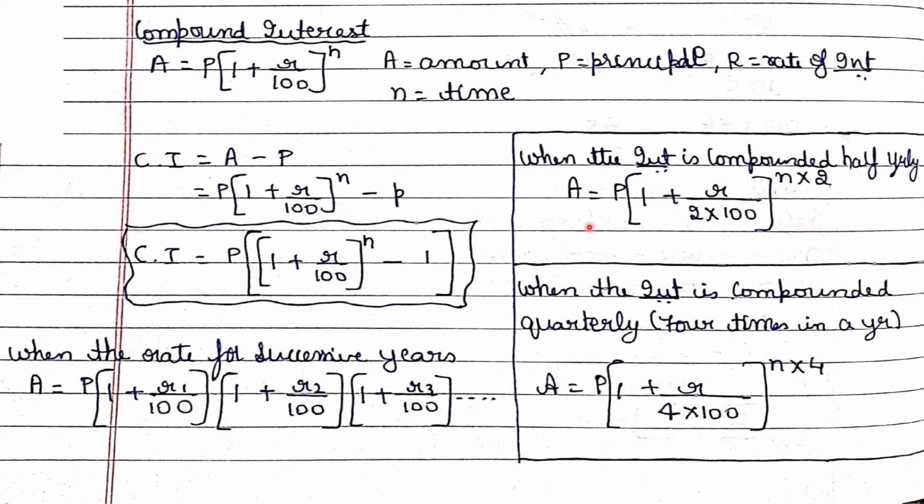If the interest is compounded half yearly, that is 6 months, it is paid twice a year. So here you write 2 into 100 in the denominator, that is n into 100, and in the power n into 2. So whatever n is, you multiply it by 2. If it is compounded quarterly, that is 4 times in a year, the power is n into 4 and the denominator becomes 4 into 100. These are the formulas you have to remember to calculate the problems of compound interest.